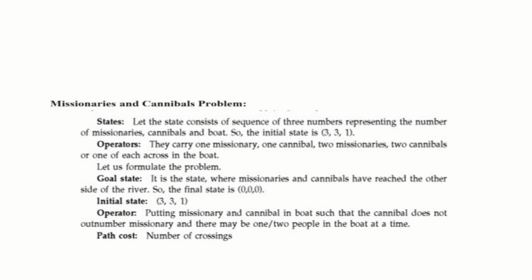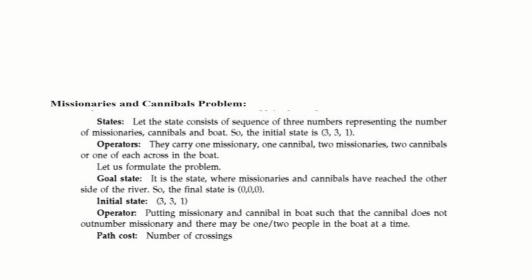Operators. They carry 1 missionary, 1 cannibal, 2 missionaries, 2 cannibals, or one of each across in the boat. The operator states that there can be exactly 2 persons at a time on the boat. The 2 persons may be exactly 2 missionaries, exactly 2 cannibals, or exactly 1 cannibal and 1 missionary.